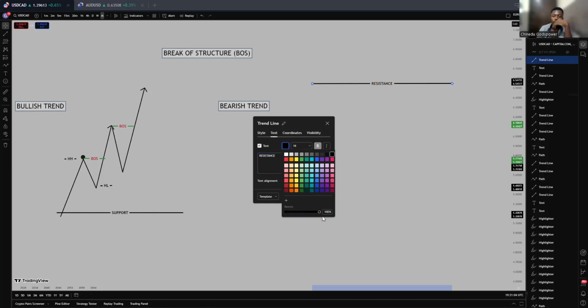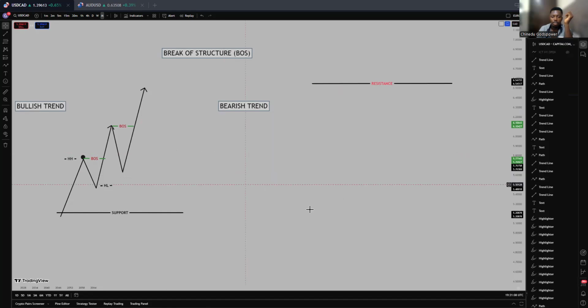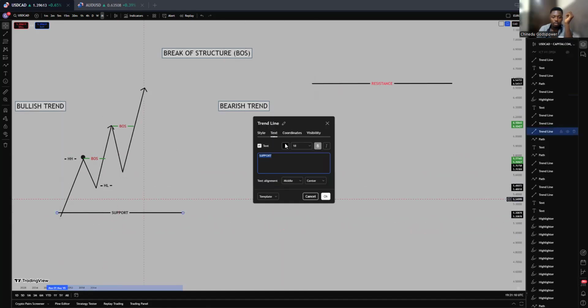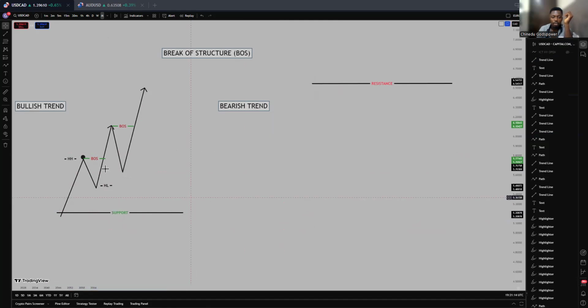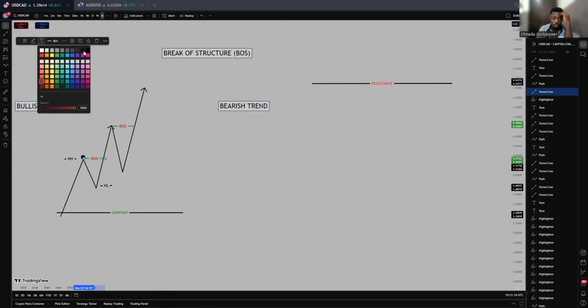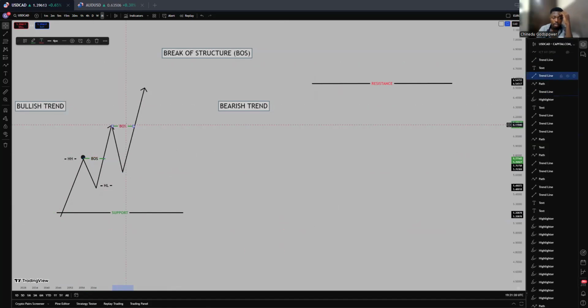Change it back to black. I could just give it a try. Yes, I think that's way better. Okay, let's get the support to be green, which is way finer, and our breakout structures, let's keep them black.